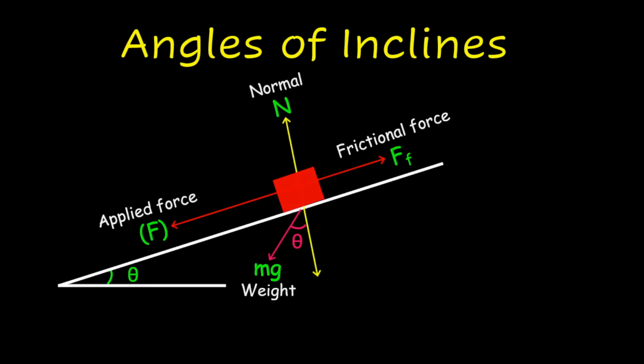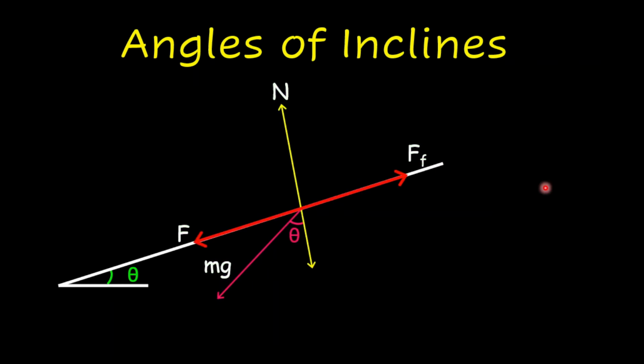So what I'm going to do is remove the object, and we have only our force lines. Now, a point to note is that the applied force and the frictional force are parallel forces to the incline. So what we can do is draw a parallel line below the incline to make it nice and easy to understand. All right. And so now we can start looking at all the angles separately.